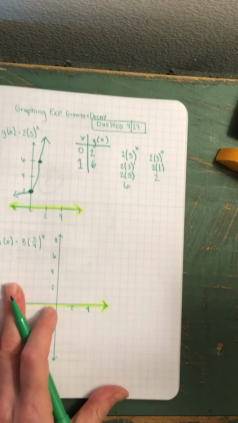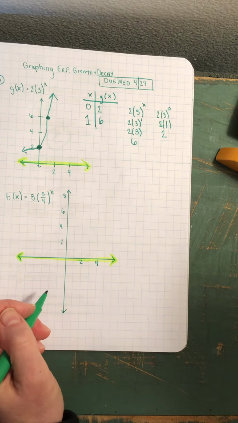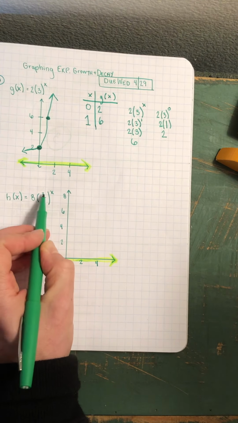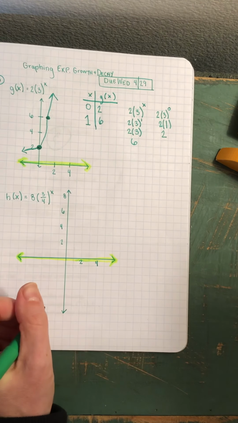Okay, let's do this one down here. Ooh, we get a fraction and we get so nervous. Don't get nervous. So my initial value should be 8, and this is less than 1. 3/4 is less than 1, so I know it's going to decrease, or it's exponential decay.